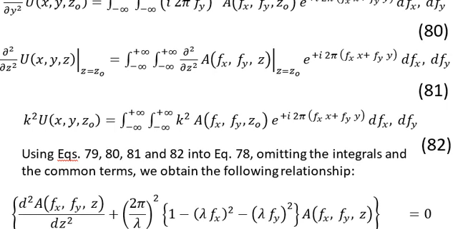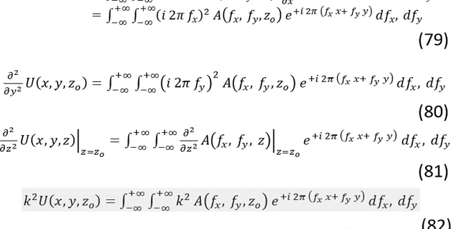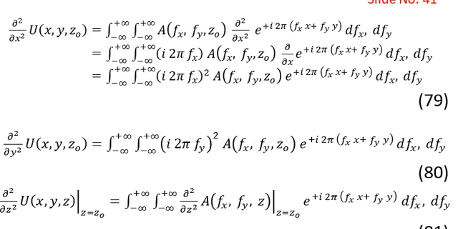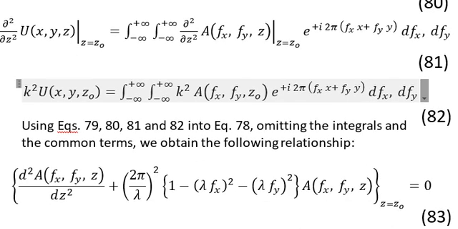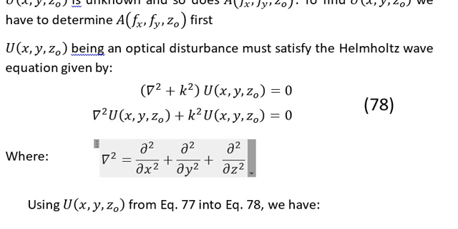Now you see that if you multiply k square u, you will get the same integral from where we started, and only the k square will multiply. So in equation number 79 we have calculated the double derivative with respect to x, in equation number 80 the double derivative with respect to y, and in equation number 81 the double derivative with respect to z, and in equation number 82 we have just multiplied k square on both sides. So then we have all the fields calculated over here, and now we are going to substitute all these calculations in equation number 78.